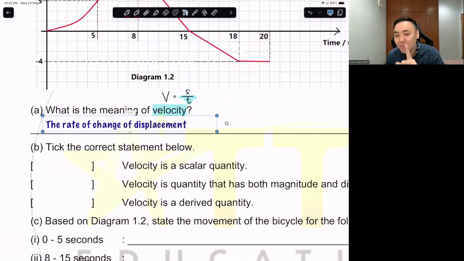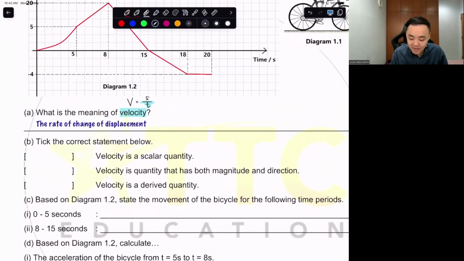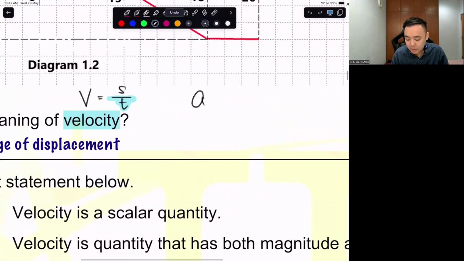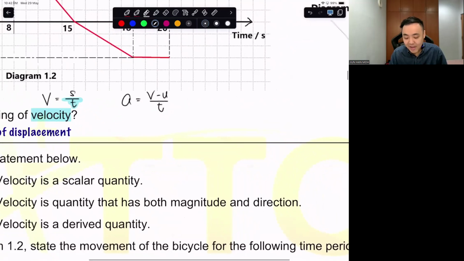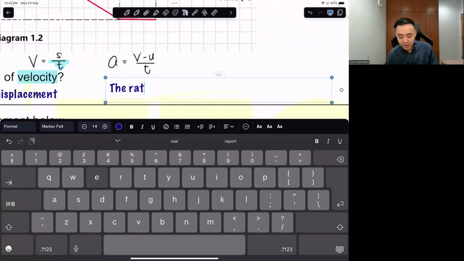I give you one more, then you can eventually find the similarities and how it works. Can you tell me the formula for acceleration? Formula for acceleration: v minus u over t. And now I tell you the definition for acceleration: the rate of change of velocity.